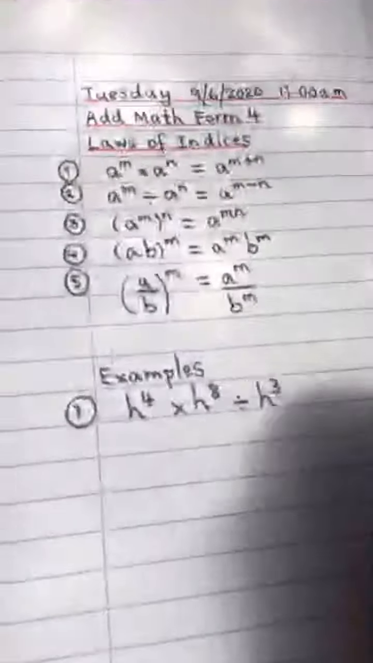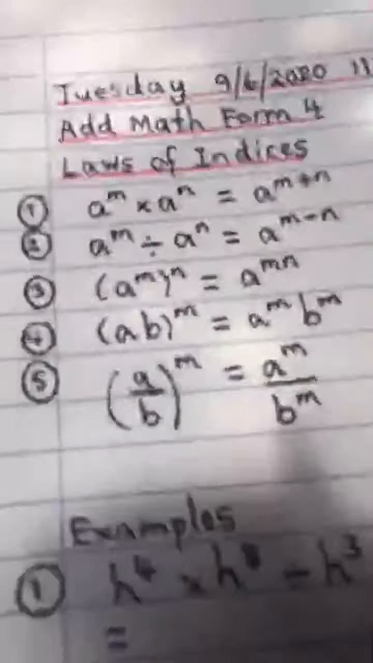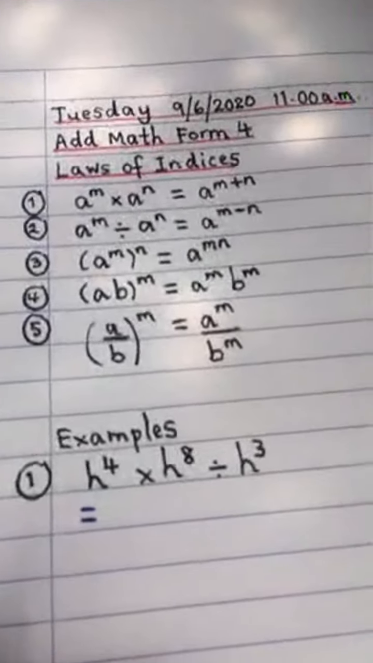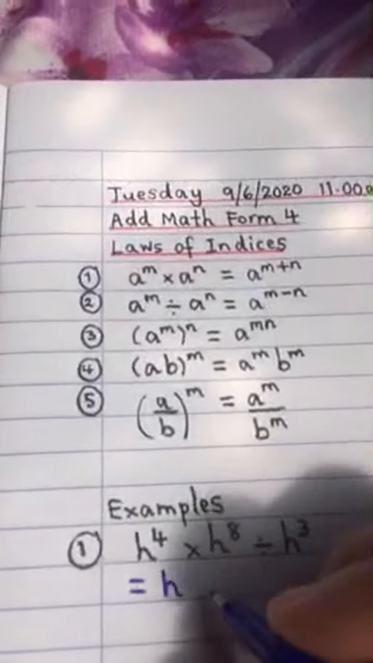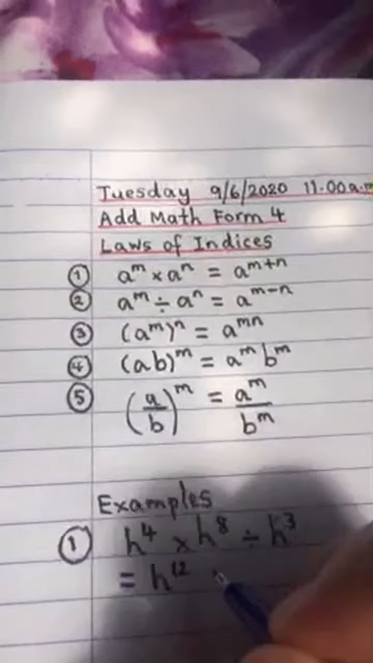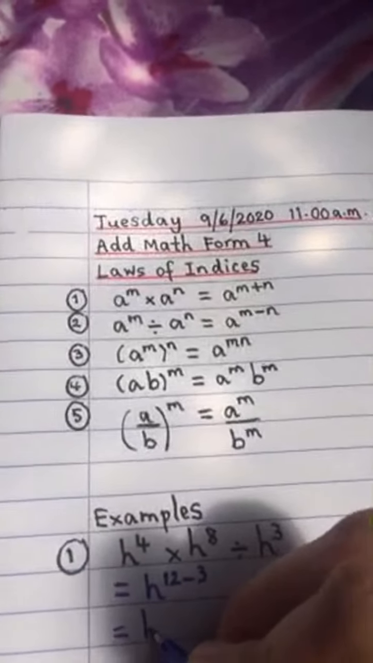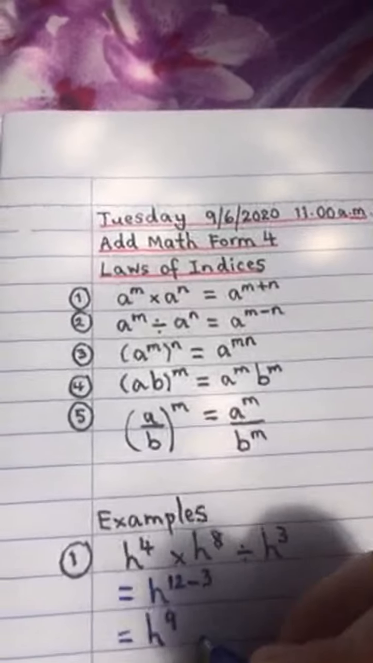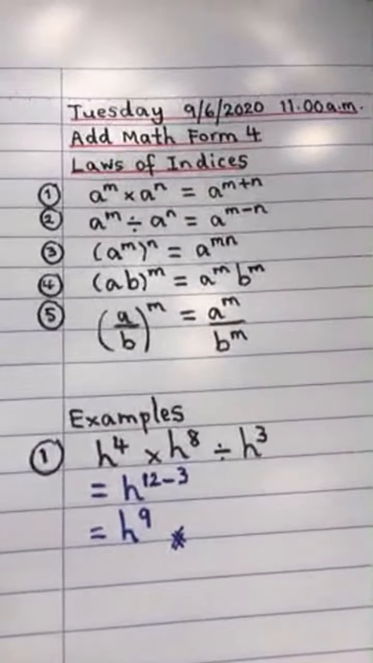So we just apply the laws of indices. So you're going to have h, okay, yes, use the first law. So you're going to have h to the power of 4 plus 8 will be 12, and then this is divide, so you're going to minus 3. So the answer will be h to the power of 9. So this is the final answer. Okay, this is the first example.